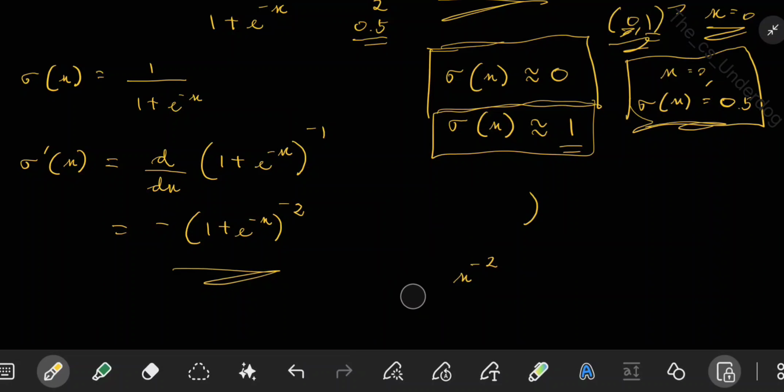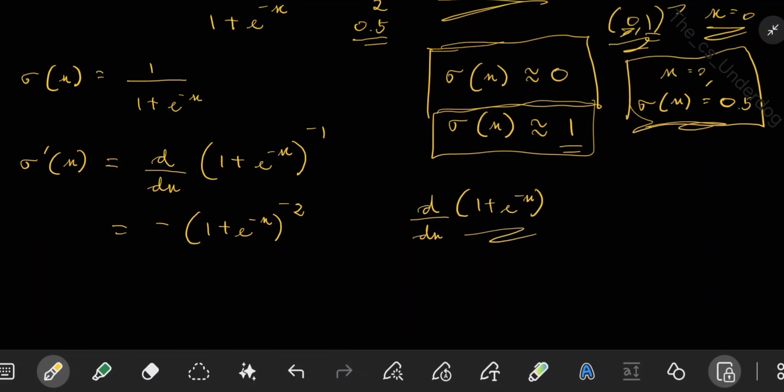Okay. After that, what do I have to do? I have to take the derivative of this term. So when I take the derivative of d by dx of 1 plus e power minus x, this will be e power minus x, the derivative of e power minus x is e power minus x, and then you want to take the derivative of minus x, d by dx of minus x.